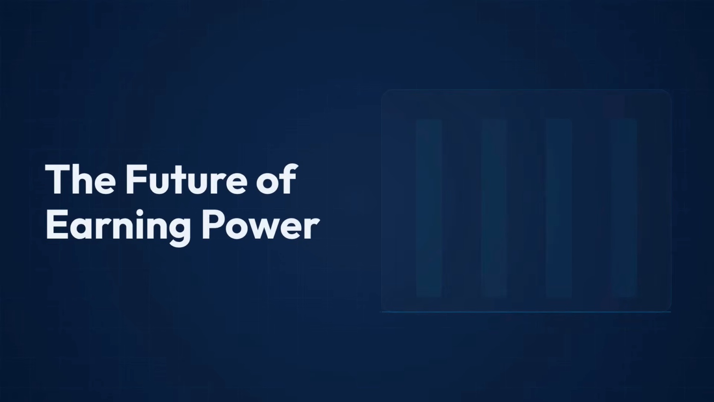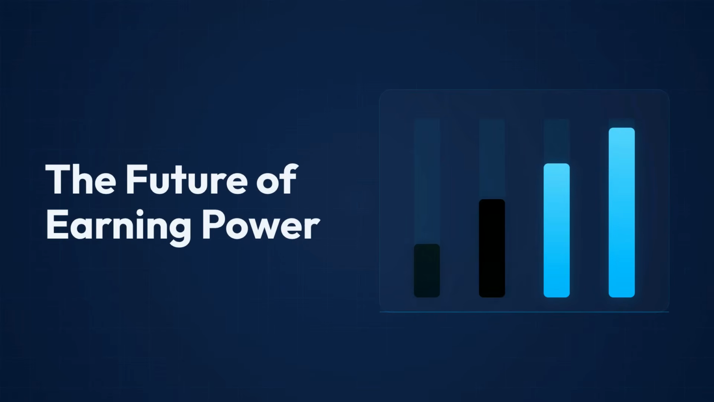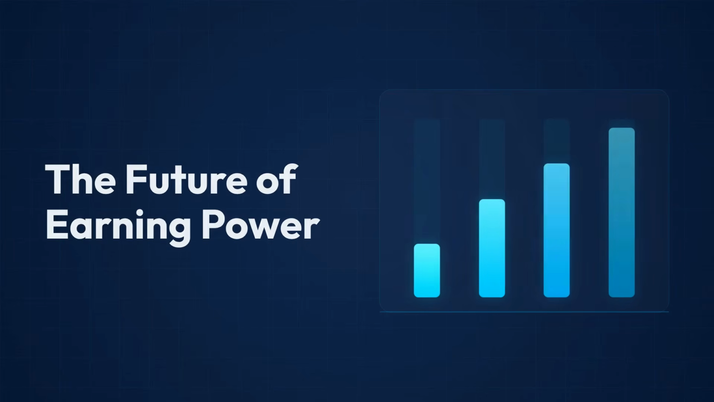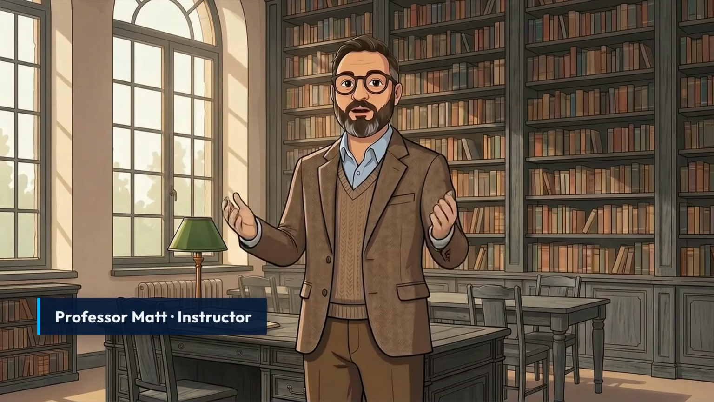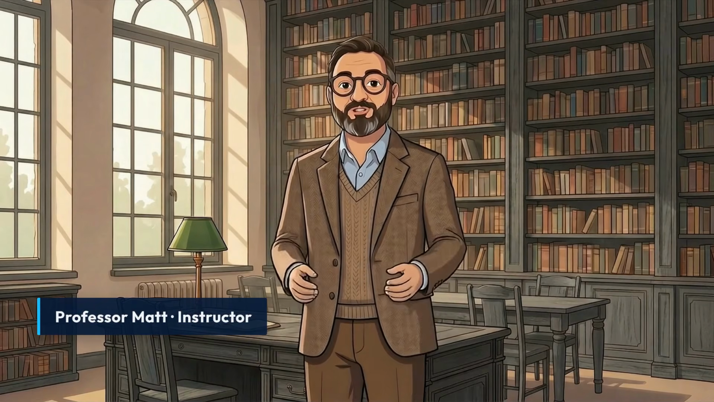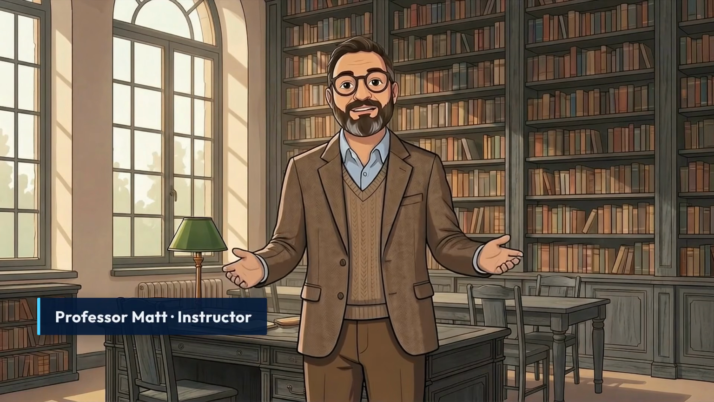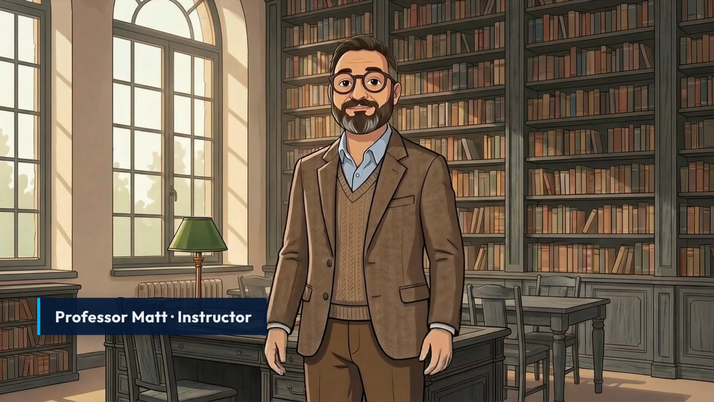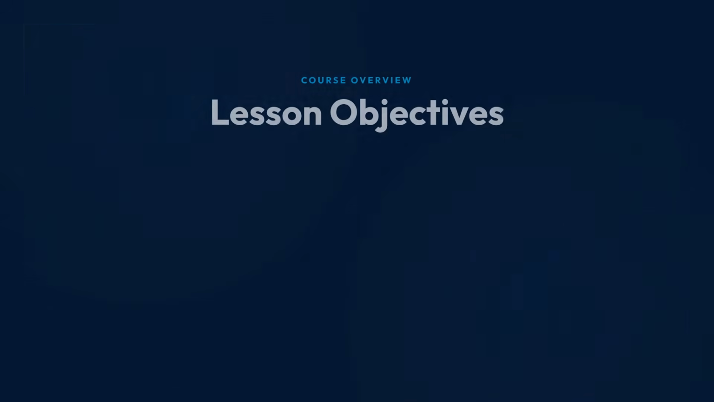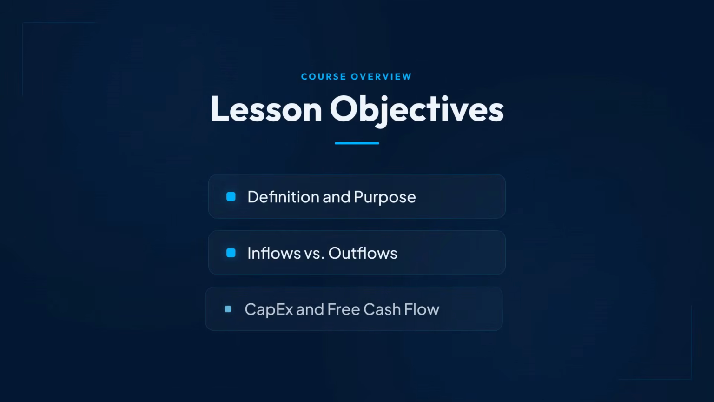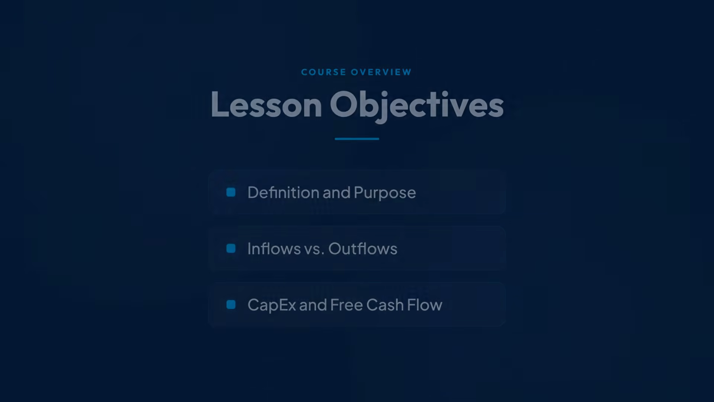In this lesson, we're continuing our series on the cash flow statement by focusing on the investing section. Last time, we covered operating cash flow, the engine of a business. Today, we look at how companies invest for the long term. We'll define investing cash flow, break down inflows and outflows, and see how this helps calculate free cash flow.